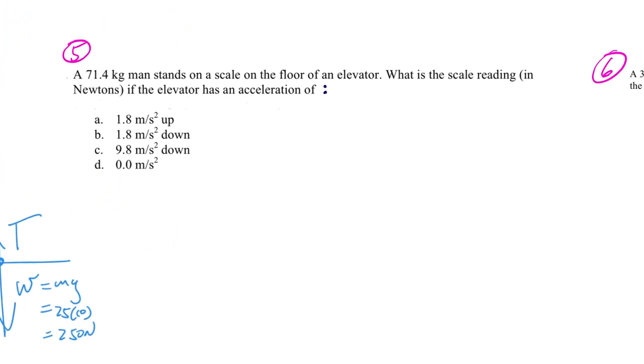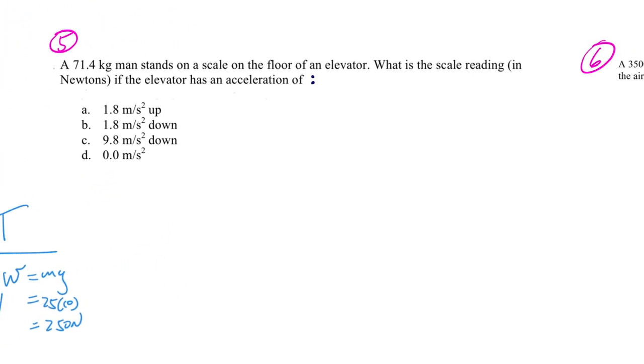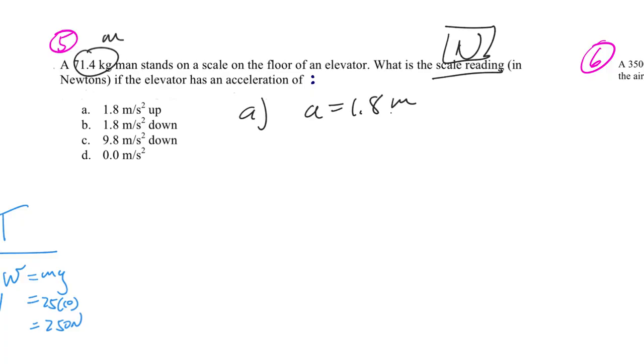This next one is an elevator problem. We set these up in class already. So let's figure this out. Here's the mass. Scale reading. Okay, the scale reading is a normal force. If the elevator has an acceleration, okay, this is 4 different problems. So this is part A. Acceleration is 1.8 meters per second squared up.